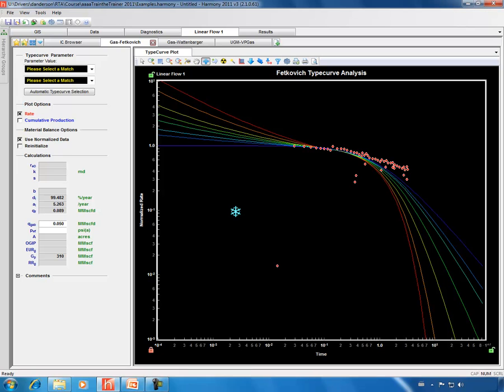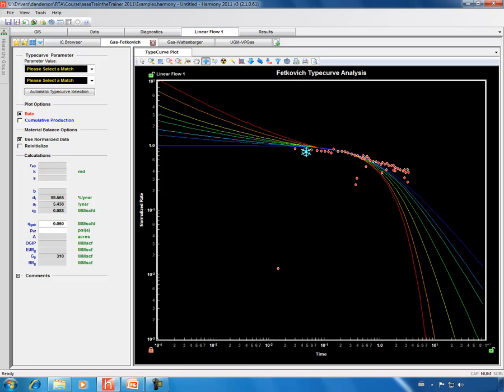We're going to start by looking at a log-log plot, and the Fekete type curves provide a convenient backdrop to a plot like this, because in addition to seeing the shape of the data itself, you can very quickly ascertain whether you're in the transient part or boundary dominated part of the flow regimes.